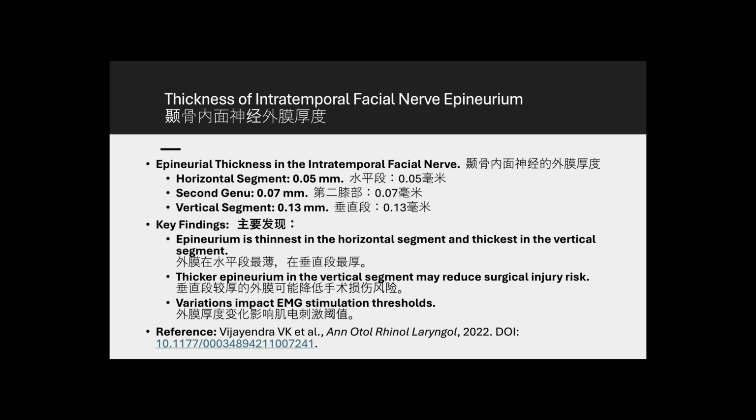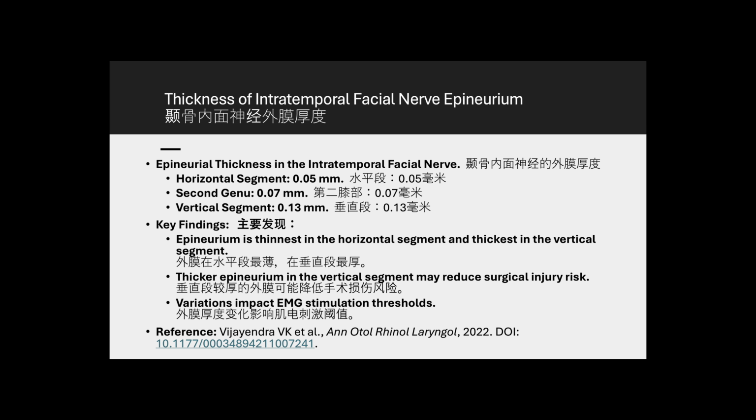Thickness of intratemporal facial nerve epineurium. The thickness of the facial nerve epineurium varies along its intratemporal course. It is thinnest in the horizontal segment, measuring roughly 0.05 millimeters, increases to about 0.07 millimeters at the second genu, and reaches approximately 0.13 millimeters in the vertical segment. This gradual thickening is clinically significant.